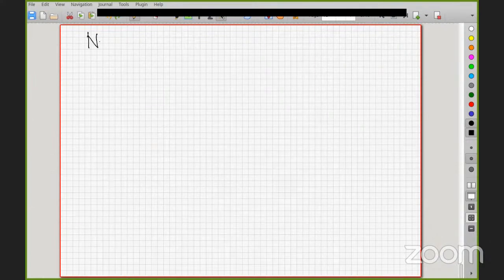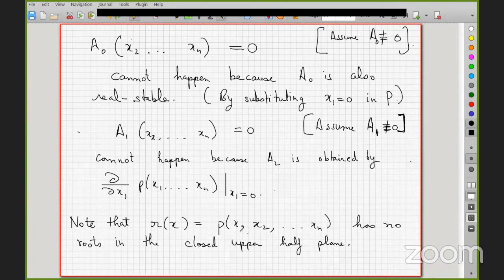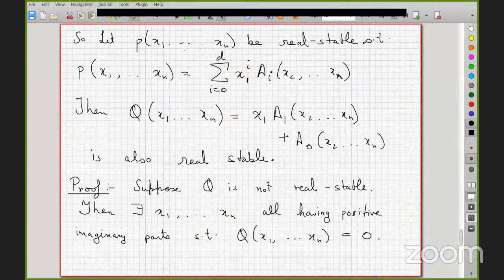Sorry, Piyush, what did you assume? I got a bit confused. Can you go back to the previous page? So we assume that P is real stable. It's the original version of real stable: if all the xi's have a strictly positive imaginary part, then the polynomial is non-zero.